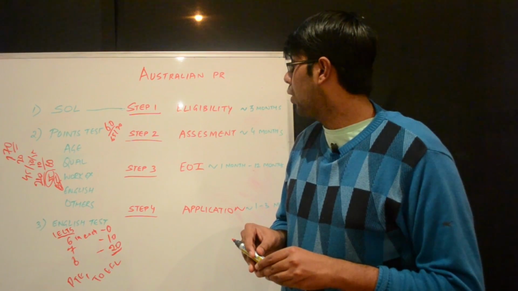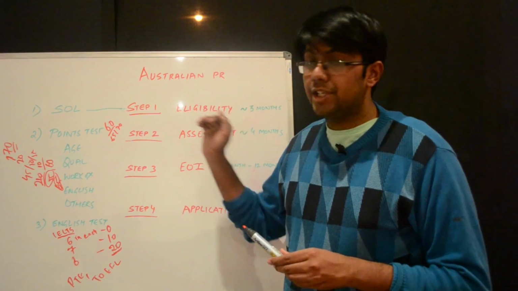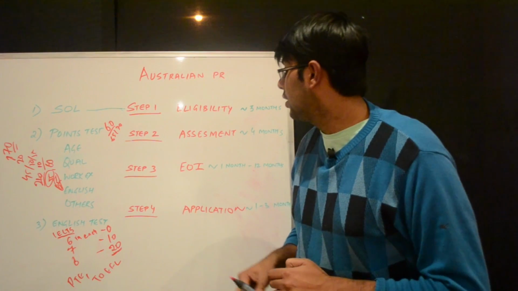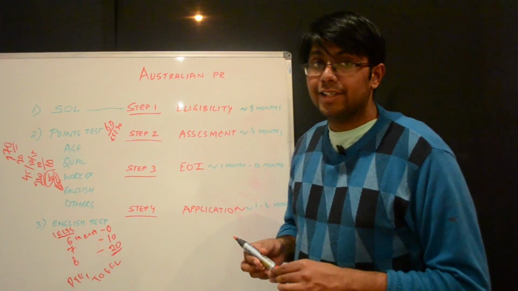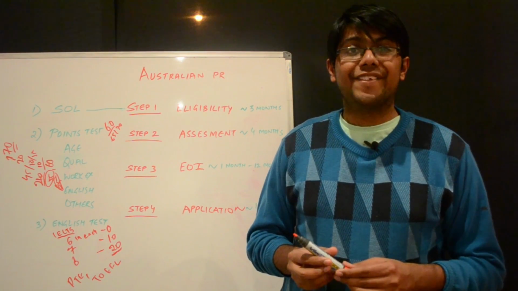So that was all about eligibility, SOL, points test, and English test. In our next chapter, we are going to discuss the assessment, which is a very important part of skilled PR immigration.